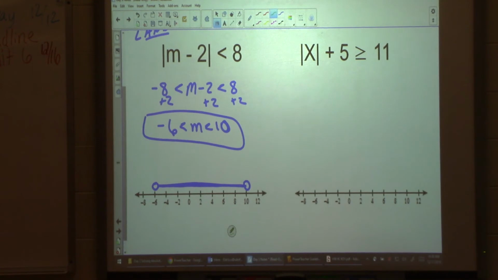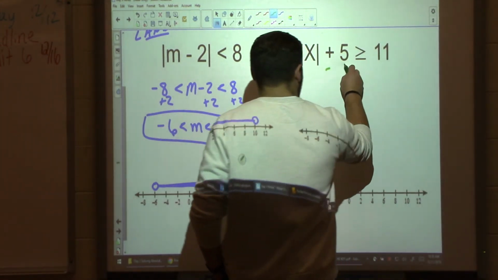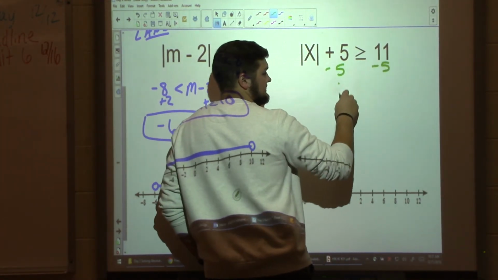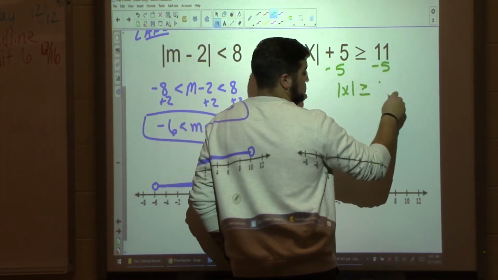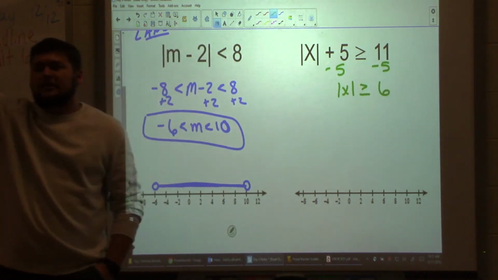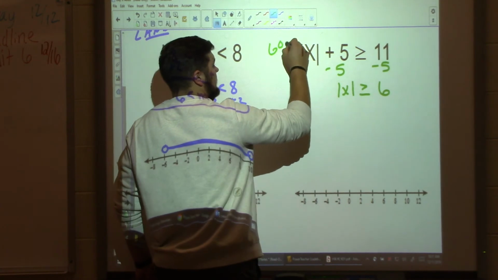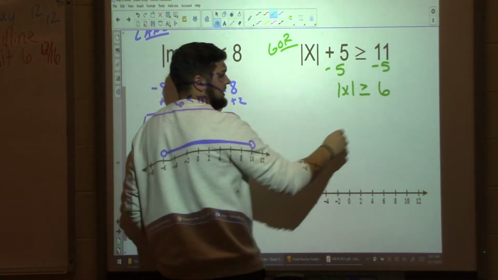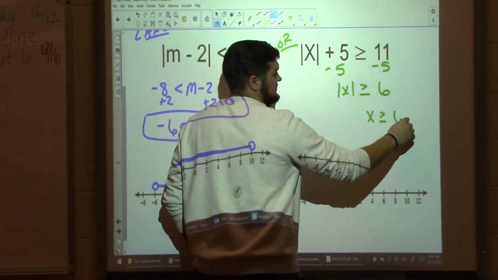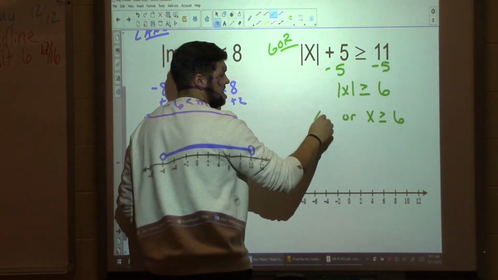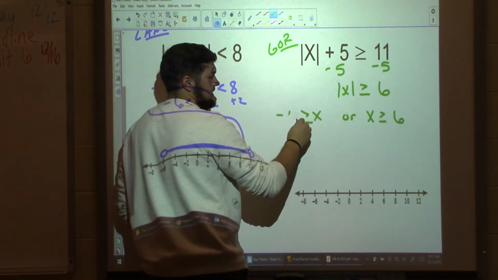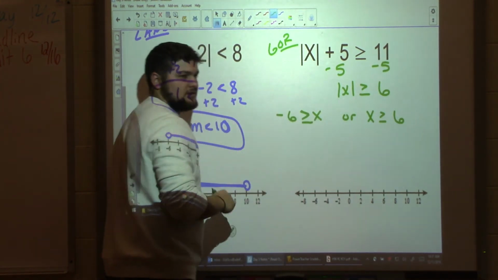Subtract 5 from both sides. We get the absolute value of x is greater than or equal to 6. A greater-than problem turns into what type of statement? An or. So I get x is greater than or equal to 6, or I keep the same sign and make it negative 6 on the left.